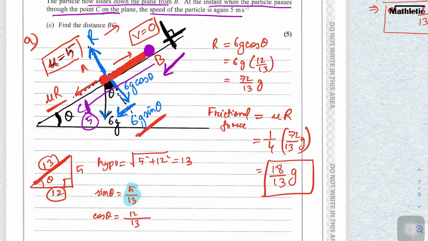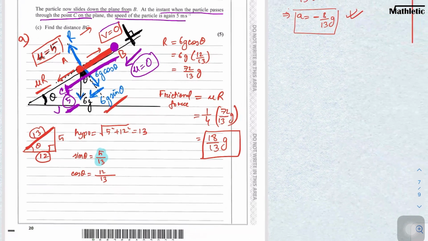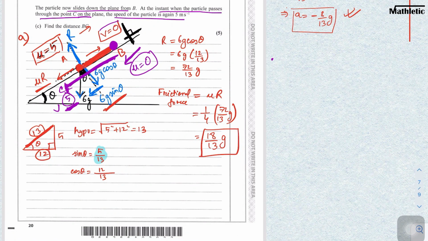So from point B, this is the initial point, so u should be 0. The v for part B is now the u. So u is 0. The particle starts from rest, and then it moves down the plane, and we need to calculate the distance BC, as in this location, and the final velocity is 5. So the situation is more or less the same thing. It's just that we already have the value for u, we have the value for v, we need the value for a. So the particle will move down the plane.